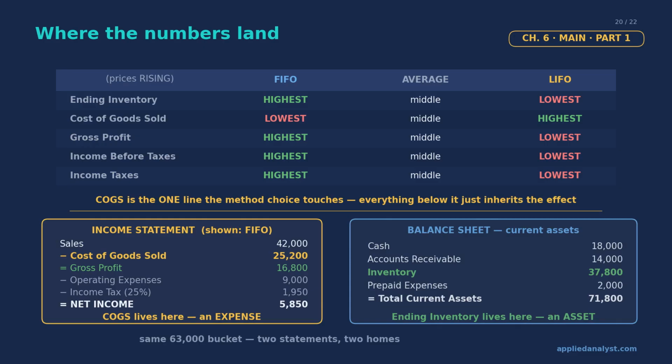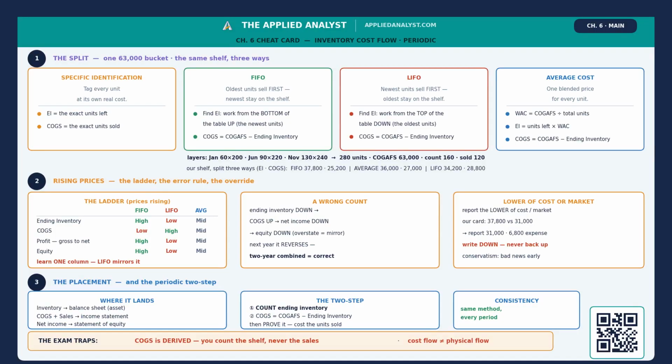So let me hand it to you on a single card you can keep. Okay, stop and screenshot this one. The whole chapter, one card. Left, the three splits of our 63,000 bucket. FIFO, average, LIFO, everyone tying back to the same number. Middle, the rising price ladder, the inventory error rule. And lower of cost or market, write down, never back up. Right, where each figure lands on the statements. And the periodic two-step you now own cold.